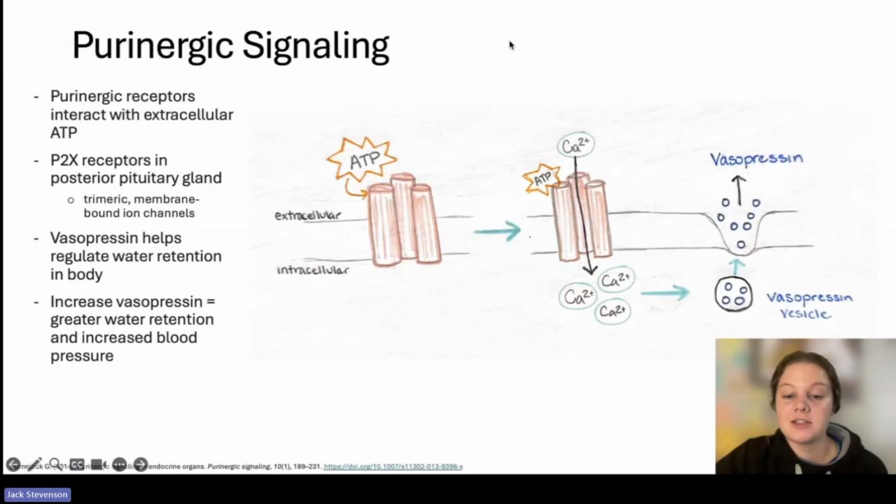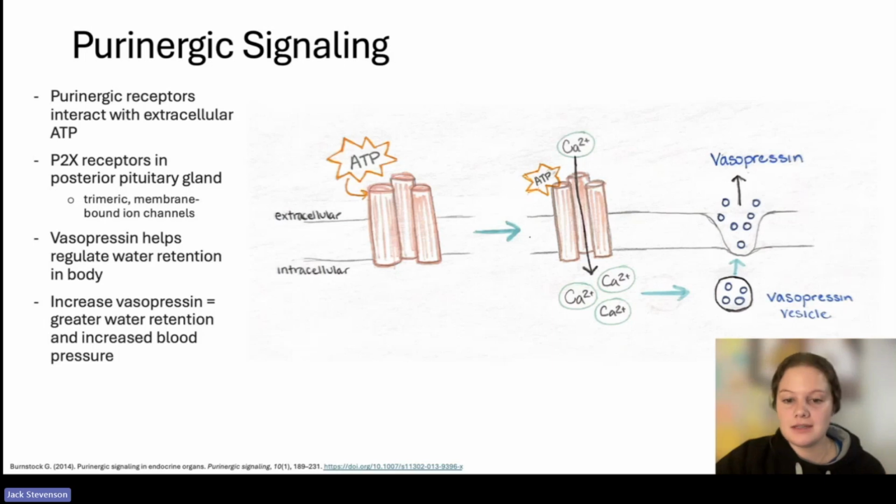All right, everybody. So one of the ways that the endocrine system uses your ATP is through purinergic signaling, and purinergic receptors interact with extracellular ATP. In your posterior pituitary gland, you have these P2X receptors, which are some purinergic receptors. They're trimeric membrane-bound ion channels. And so, in regards to vasopressin, which is one of the hormones released by the posterior pituitary gland, what will happen is that ATP will come in and bind extracellularly to these P2X receptors, which causes the channels to open.